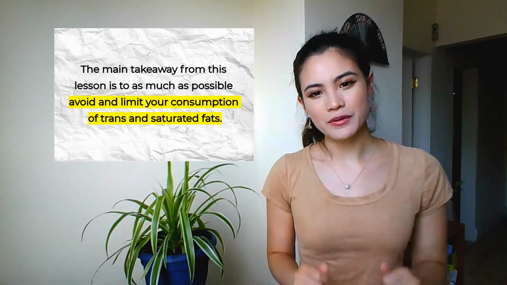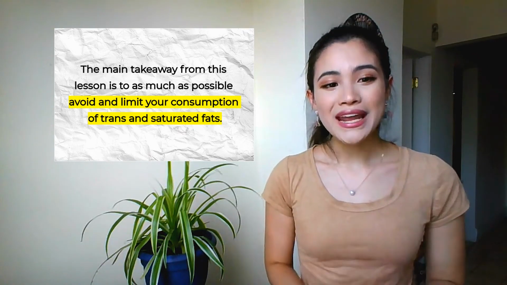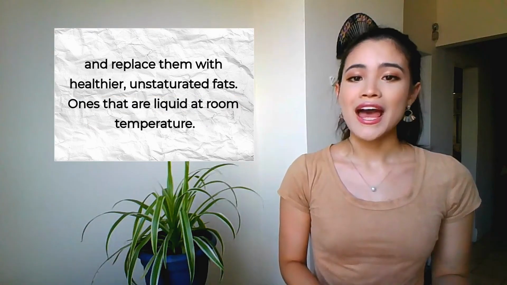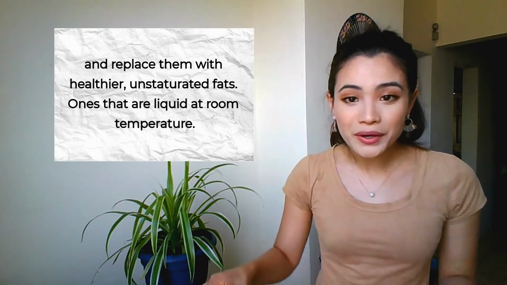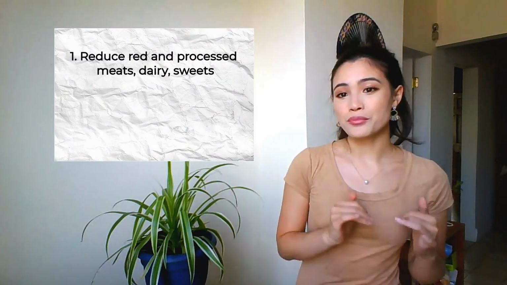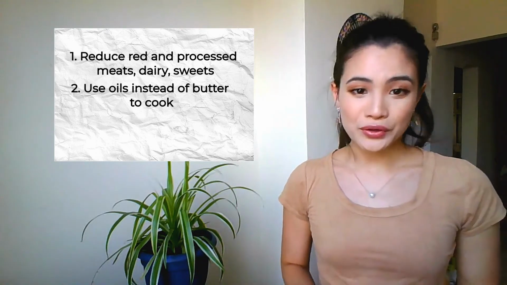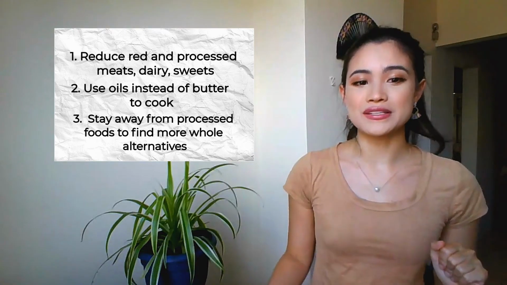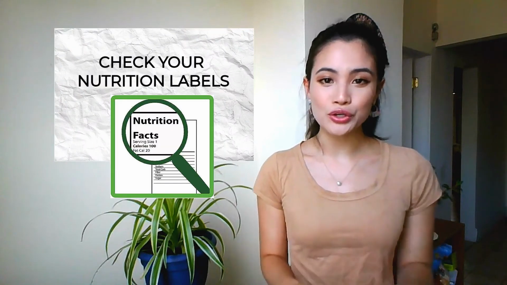The main takeaway from this lesson is to, as much as possible, avoid and limit your consumption of trans and saturated fats, and replace them with healthier unsaturated fats, ones that are liquid at room temperature. You can do this by reducing red and processed meat, dairy, sweets, using healthier oils versus butter to cook, and please stay away from processed foods to find more whole alternatives. And lastly, check your nutrition labels.